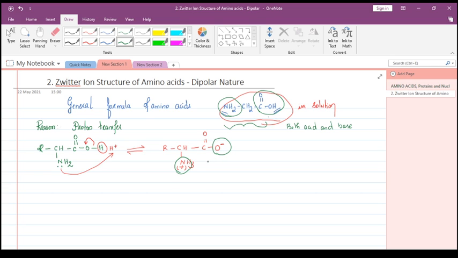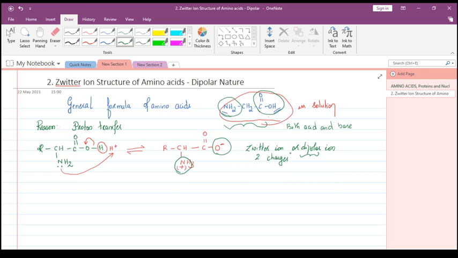So this is called a zwitterion. The product of this reaction is called a zwitterion or dipolar ion. It is called a dipolar ion because it is carrying two charges. So that is what a zwitterion is.